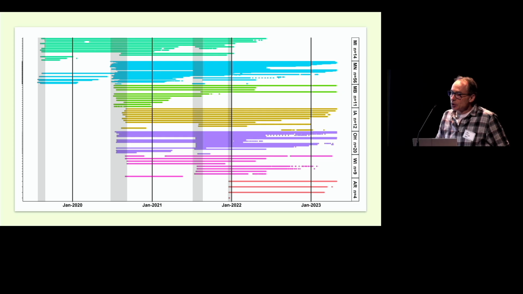So this figure shows each line is a different swan, and it shows the time period over which we were able to track the different swans. We had 14 in Minnesota the first year, and then we collared another 56 afterwards, 11 in Manitoba, 12 in Iowa, 20 in Ohio, 9 in Wisconsin, and then 4 in Arkansas. And these collars will last up to 5 years.